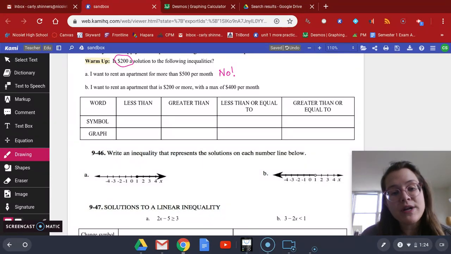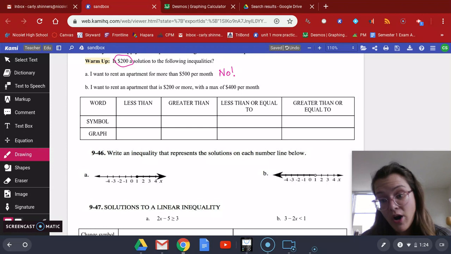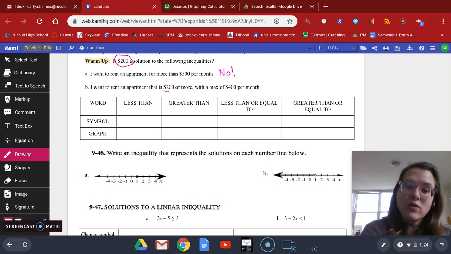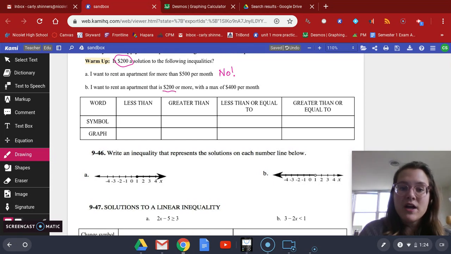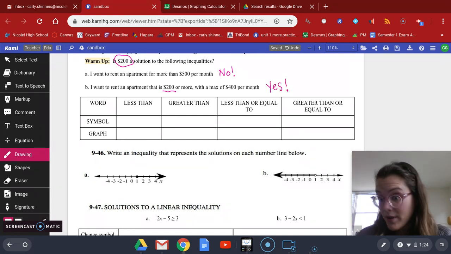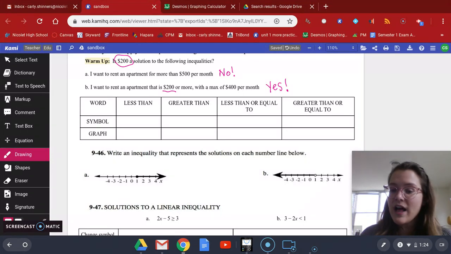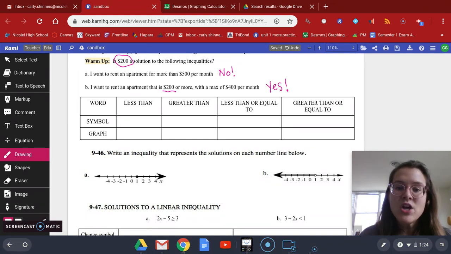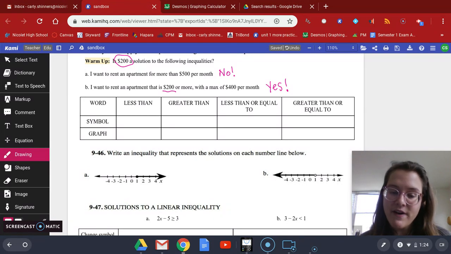What about I want to rent an apartment that is $200 or more with a max of $400, okay? So this is way more real life of having a range that works, right? So would $200 be a solution here? It would, right? It would be on the lower end of this person's budget, because $200 or more, $200 would be possible then, right? $200 is that boundary point. And because it says $200 or more, it would be a solution, okay? So that's kind of the basics of how inequalities work.